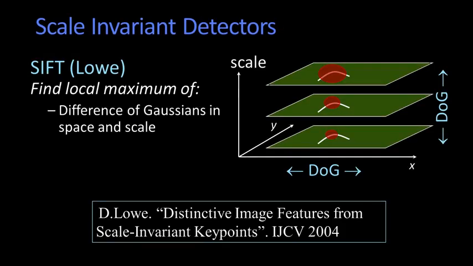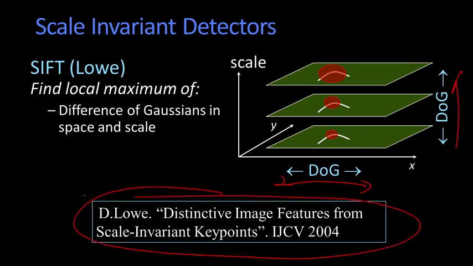So this can be written sort of like this. So for scale invariant detectors for SIFT, here we've shown that you're going to do difference of Gaussians in space and difference of Gaussians. You're taking all these different Gaussians and comparing them in space and in scale, and you're picking the maxima. And here's a reference from, again, the journal Computer Vision, where he talks about this.